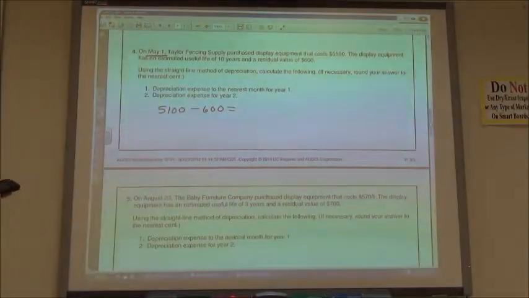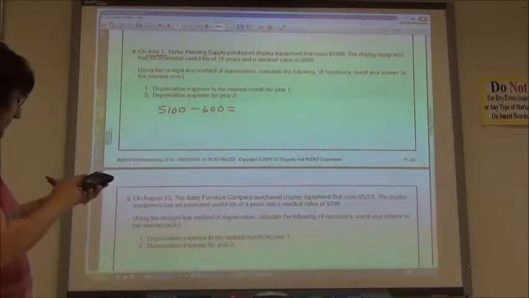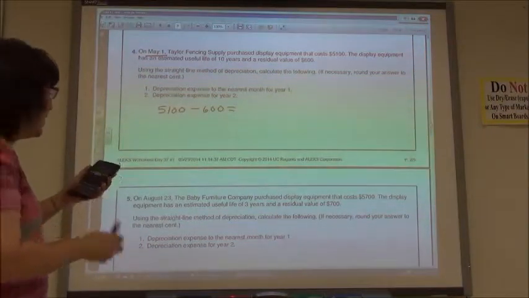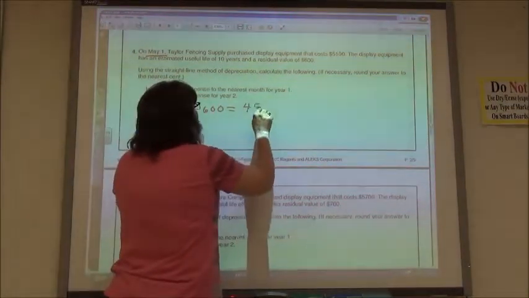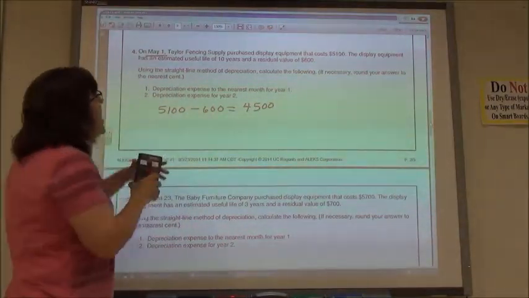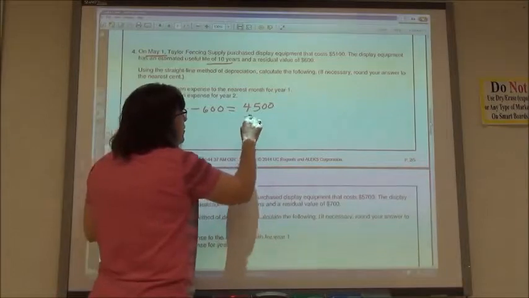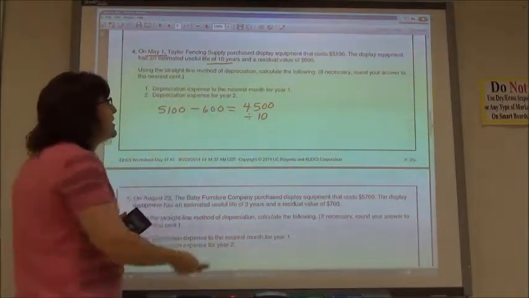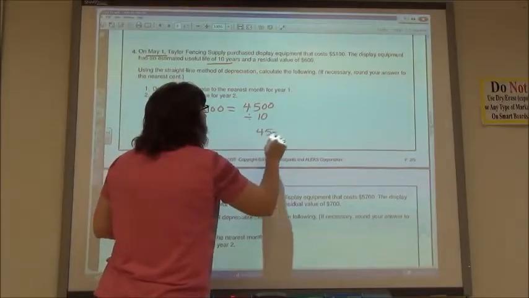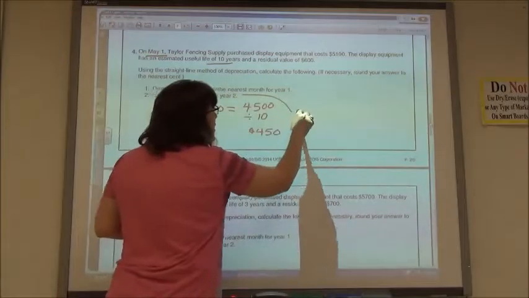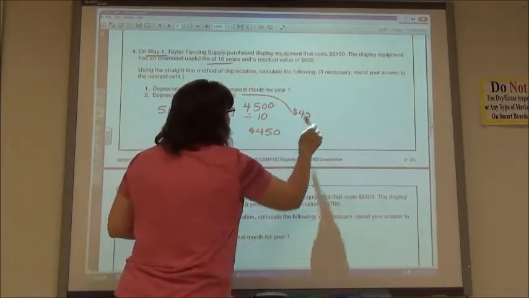So 5,100 minus 600, that's $4,500. That's the total amount of the depreciation. It has a useful life of 10 years. So I'm going to divide that by 10, and when I divide that by 10, it just knocks a 0 off. So $450 for a full year. Year 2's depreciation is going to be that full year.